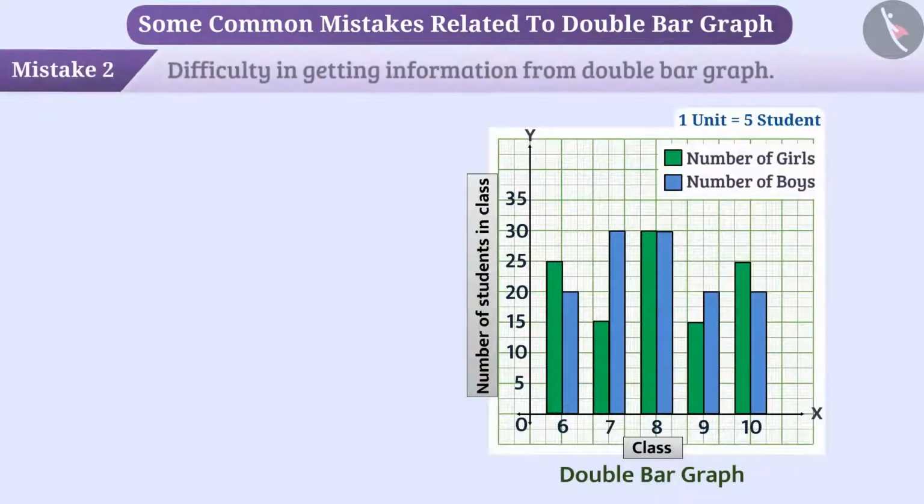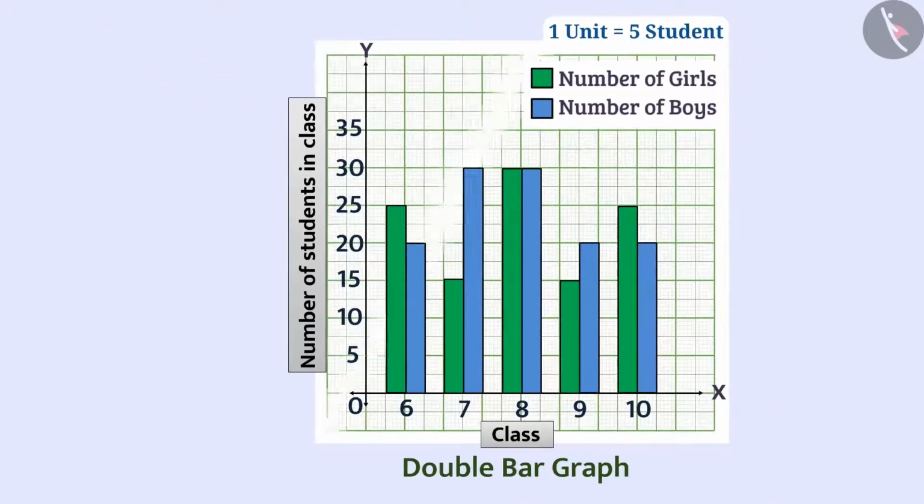Mistake 2. Difficulty in getting information from double bar graph. Some children have difficulty in finding out what is reported in double bar graph. For example, if they are asked what is shown in the double bar graph, then they fail to answer it. To find out what information is shown in a double bar graph, it is necessary to see what is represented on x-axis and the y-axis, as well as to understand what each bar represents in a pair of bars.